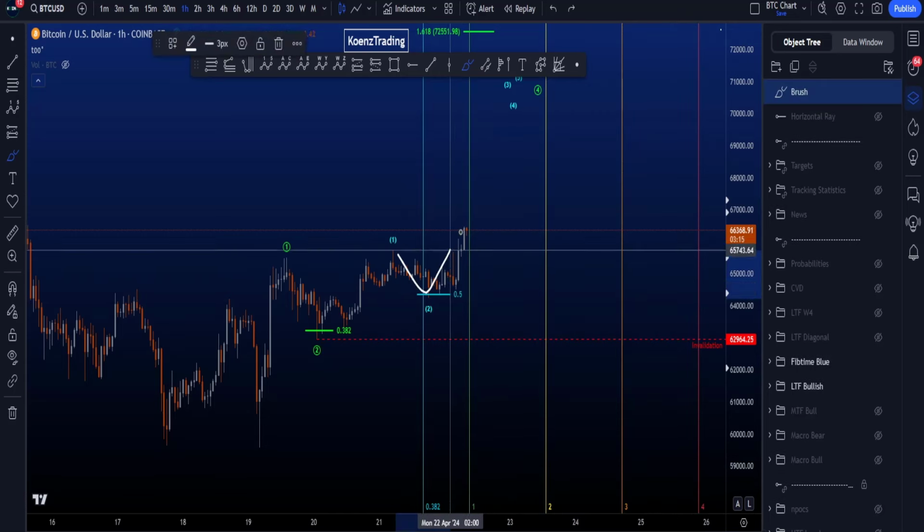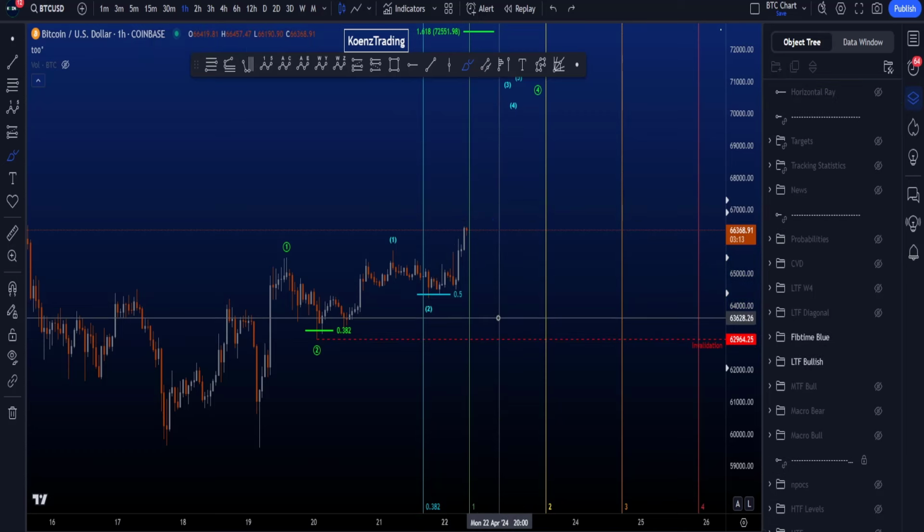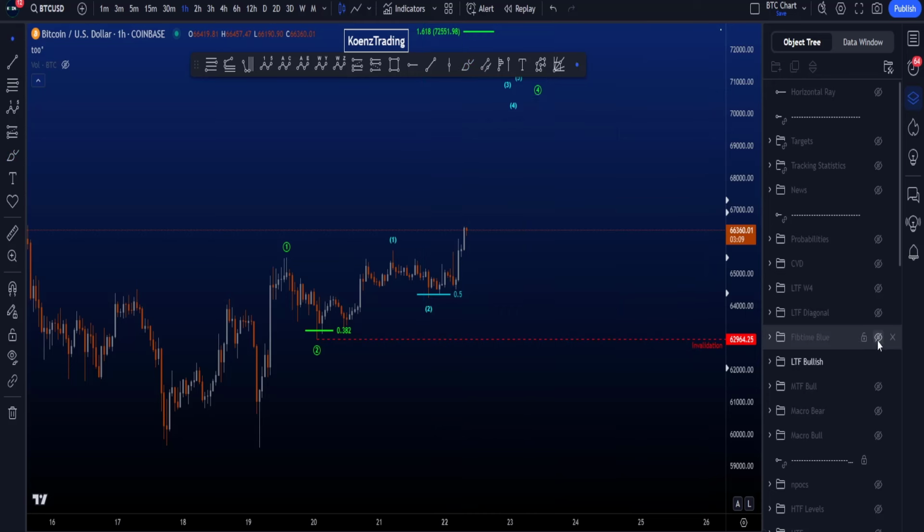Again, the probabilities aren't great for a flat because we almost hit the 1.618, but you do see that if it does come down, at least time-wise it would be valid.